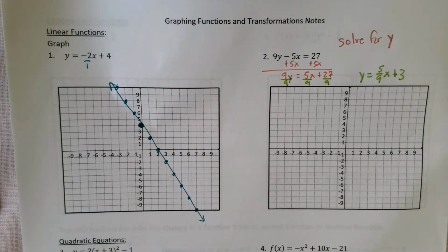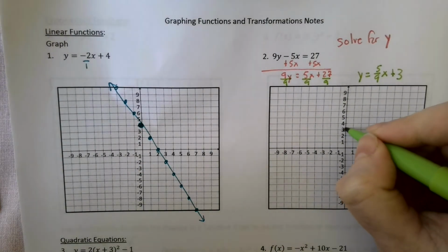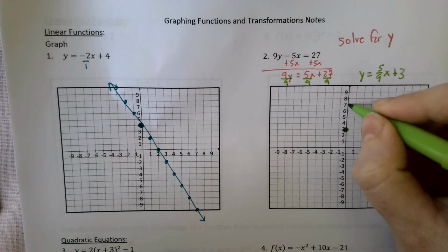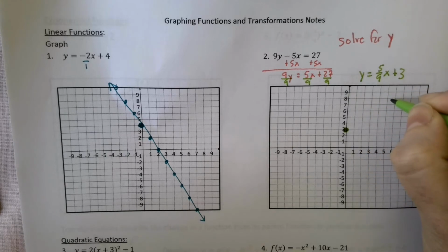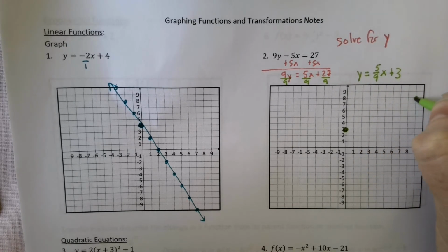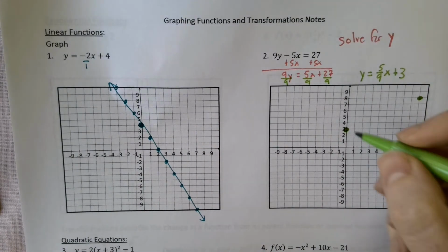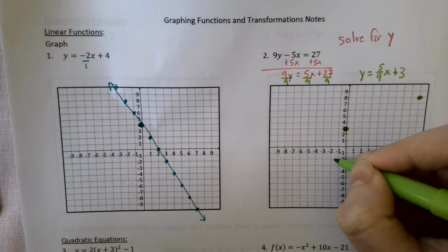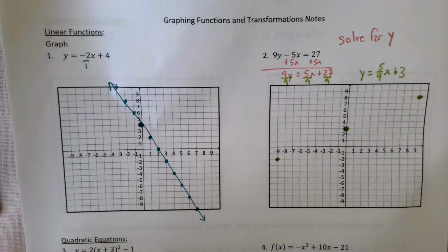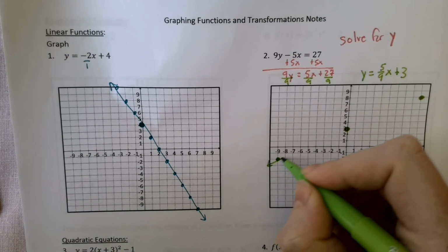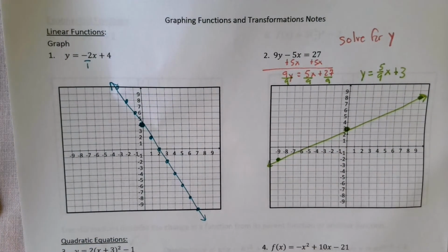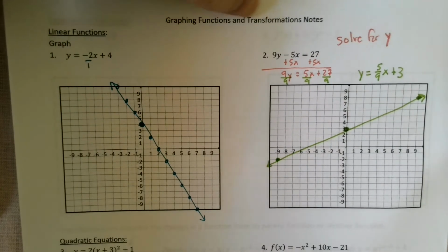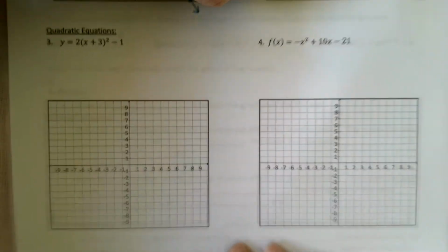And so now we can graph that, because we're going to start at 3, and we're going to go up 5 to the right 9. 6, 7, 8, 9. And then we're going to go down 5 to the right 9. Okay? And then we connect our dots. Alrighty. And so that's how we graph linear functions. Now we're going to go on to quadratics.